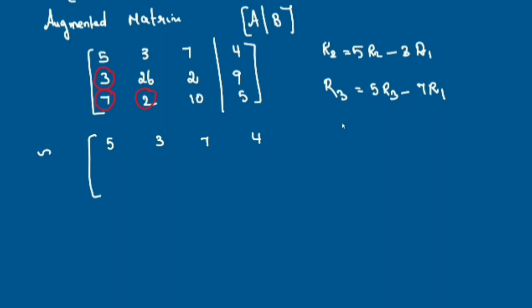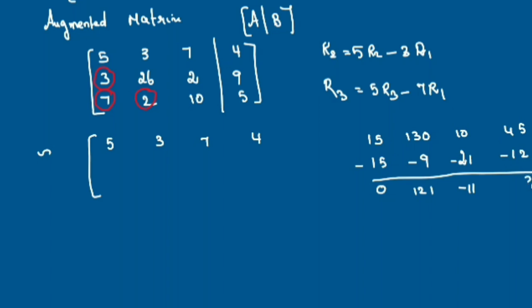And here you multiply R2 by 5. So it becomes 15. 5 into 3, 15. 26 into 5, 130. 2 into 5, 10. 9 into 5, 45. Minus 3 times R1. So multiply R1 by 3. This becomes 15, 9, 21, 12. So it becomes 0, 121, minus 11, 33.